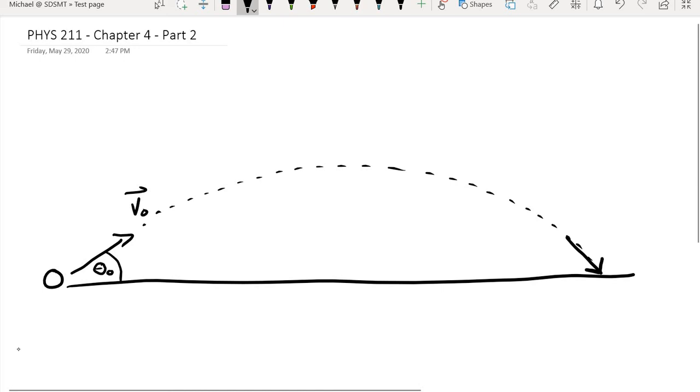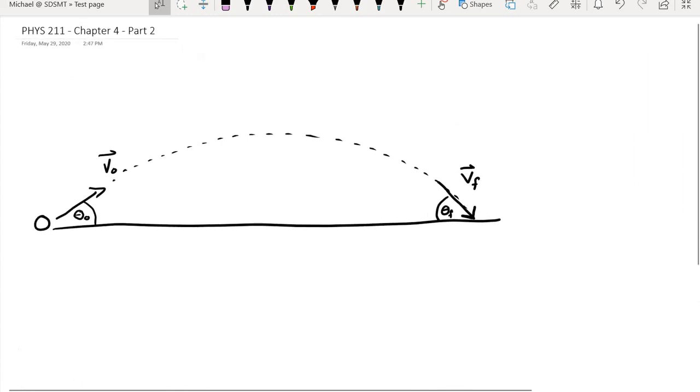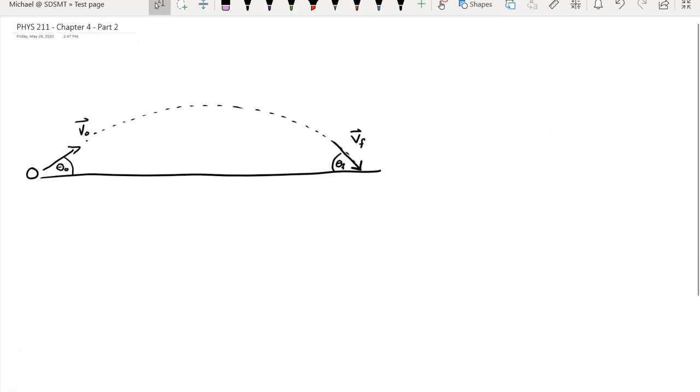So when we get over here and we have our final velocity vector, there will be a final angle associated with that. But then there's everything in between. And there are a lot of questions that we can ask about this system. And so I'm going to start making a list of things that we might want to know.